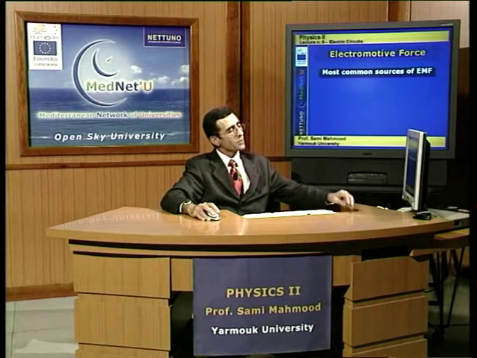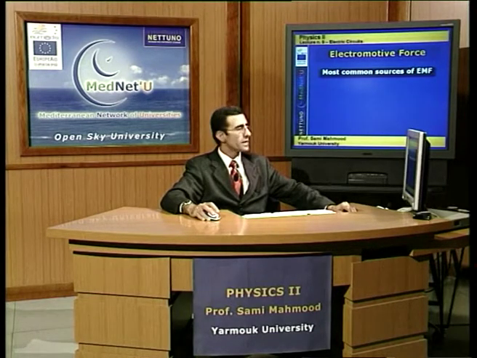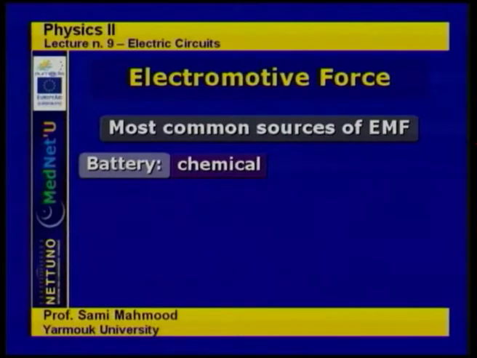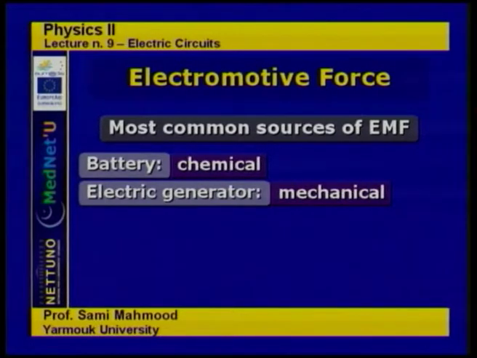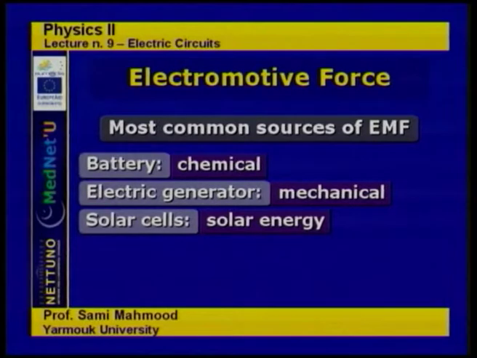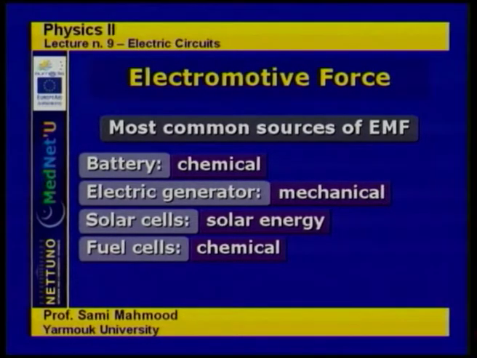What is the principle of operation of the electromotive force? In most common devices, the source of the electromotive force is one type or another. Let's look into these. For example, the battery. What is the source of the electromotive force? The source is chemical. There's a chemical reaction there that maintains a fixed potential difference between the two ends of the battery. In the electric generator, the source is mechanical, where we have some sort of mechanical motion that introduces a potential difference. In the case of solar cells, the source of the electromotive force is solar energy, which is converted into potential difference. And in fuel cells, again, the source is chemical.